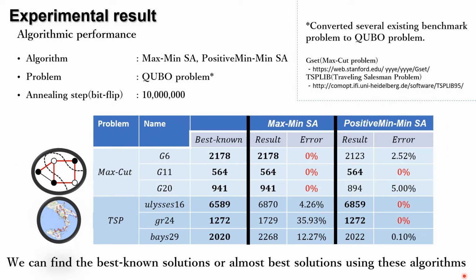Next, I'm going to show the performance of our proposed algorithms. In this study, we converted several existing benchmarks to QUBO and performed our proposed algorithms. The results are shown in the table. According to the table, we can find the best solution or almost the best solution using our proposed algorithms. Also, the results show that the search performance varies with each algorithm.